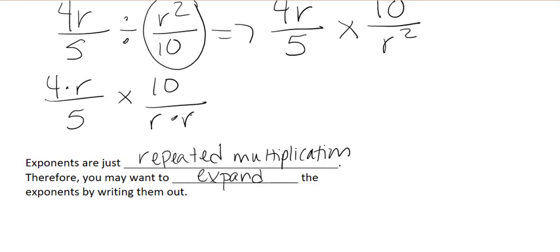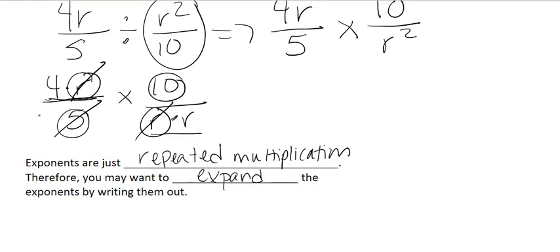So now we can look at all these terms to see if we can divide out any common factors. So we look at the 4R, and we'll look at R times R first. So we notice we have an R here and an R here. So let's cross these out as R over R is equal to 1. Now let's look at the 5 and the 10. We notice that we have a common factor of 5. So 5 divided by 5 is 1. 10 divided by 5 is 2.